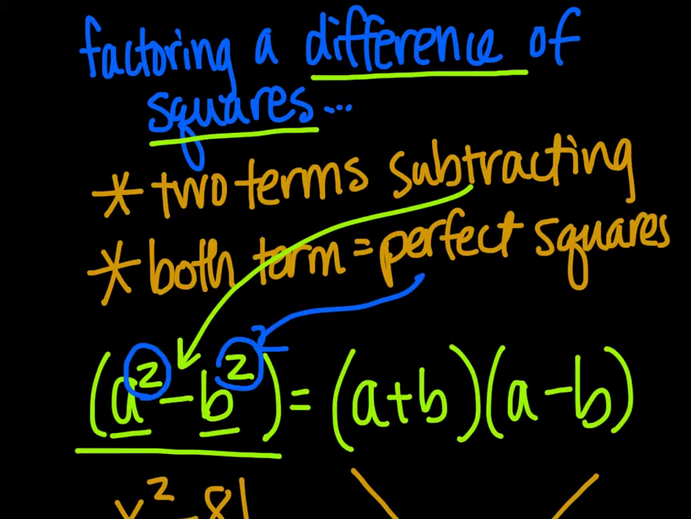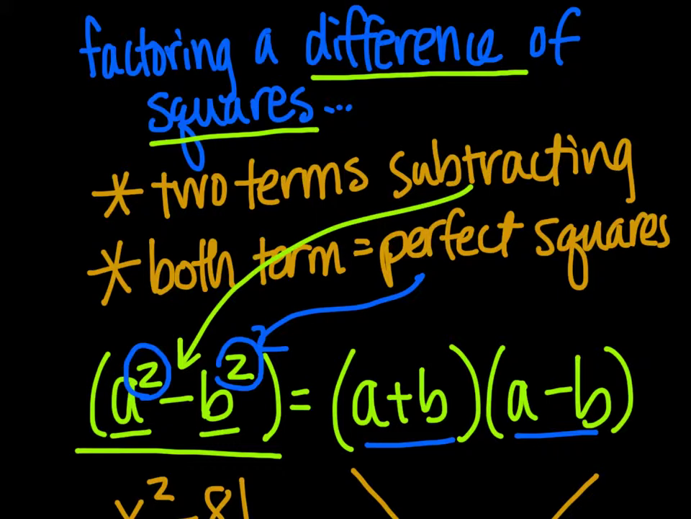Now you're not going to see that blatantly obvious in the problems that we're dealing with because you actually have to sort of deconstruct those numbers to really understand that they're perfect squares. But if we have that, we can write them as a plus b times a minus b. And that's what we're ultimately going for.